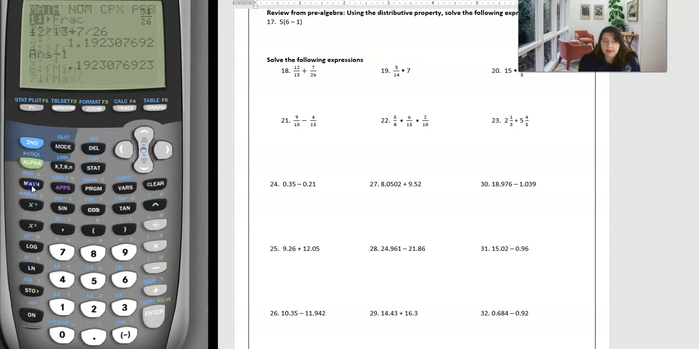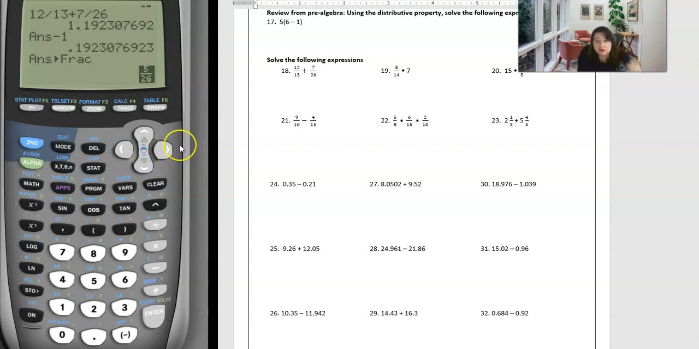And then I'm going to hit math. And I'm going to hit enter again twice, and I get 5/26. So that means I have 1 and 5/26. And that makes sense because if I looked at 31 over 26 and I counted, I would get 5, right? So that's 1 and 5/26. So there's my answer. Those are the 2 different ways you can actually use your fraction button. It is great for adding and subtracting fractions.